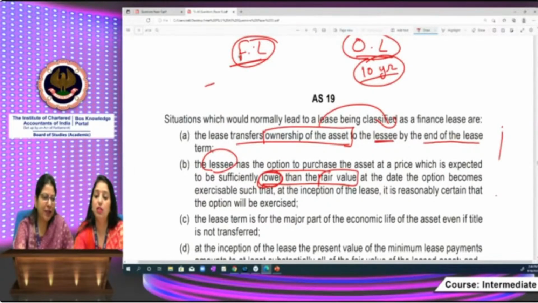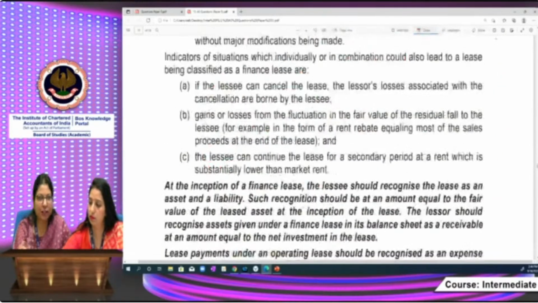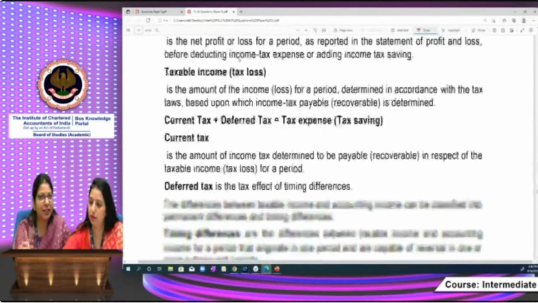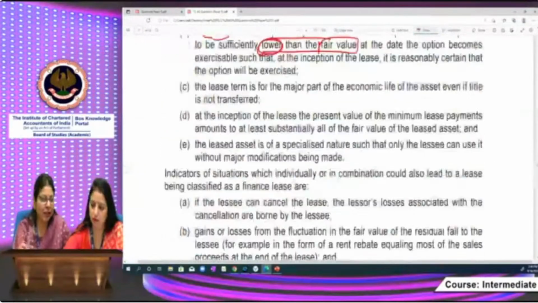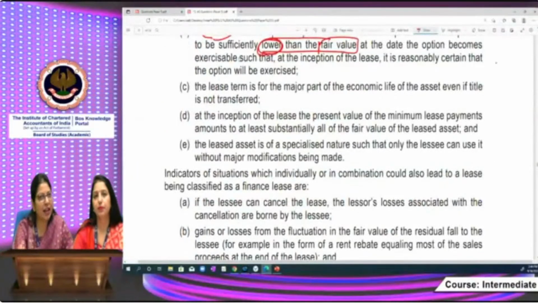So there is a time gap at the inception of the lease. You have to compute the fair value, and check the fair value against the price on which basis the property in the lease is being transferred, that is, at the end of the lease term. So two points here. First of all, the transfer of the ownership. The second one is the option to purchase.